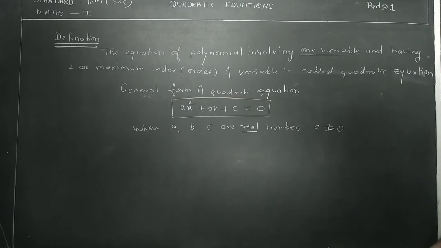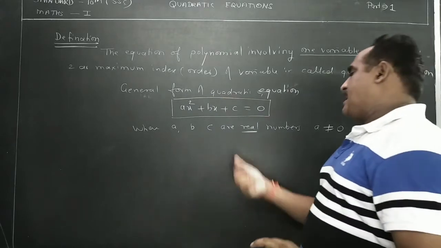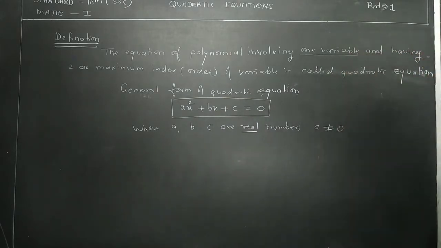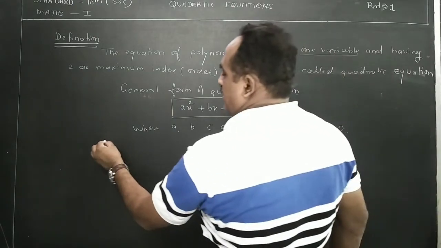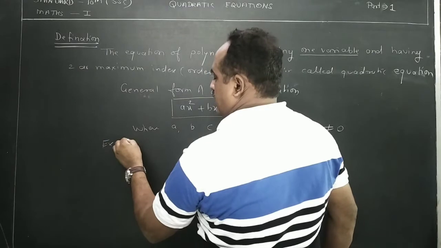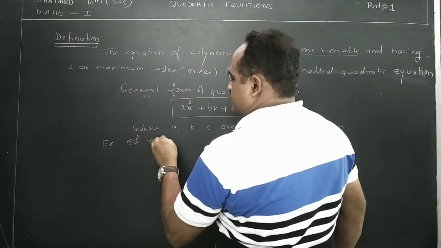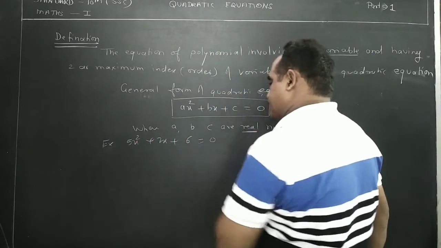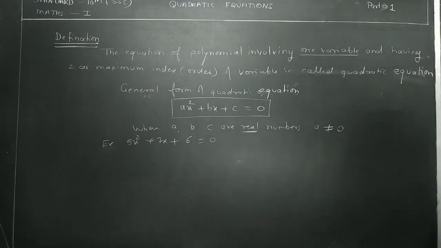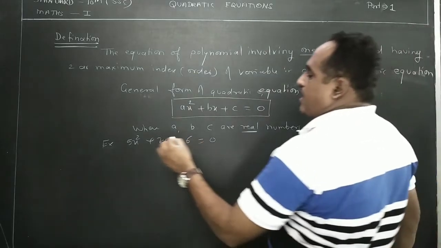Ax square plus bx plus c, where a, b, c are real numbers and a is not equal to 0. You got it? Suppose I am going to take one example: 5x square plus 2x plus 6 is equal to 0. Okay. So what are you going to write in above equation?